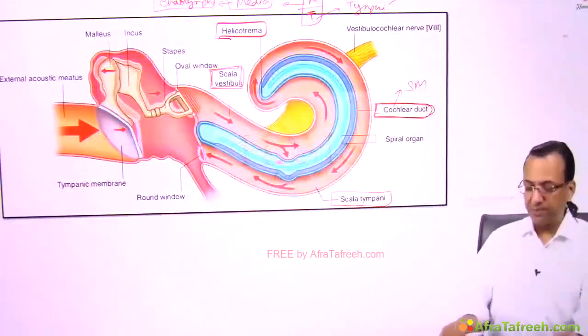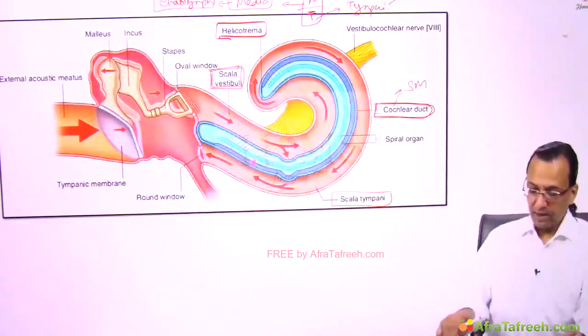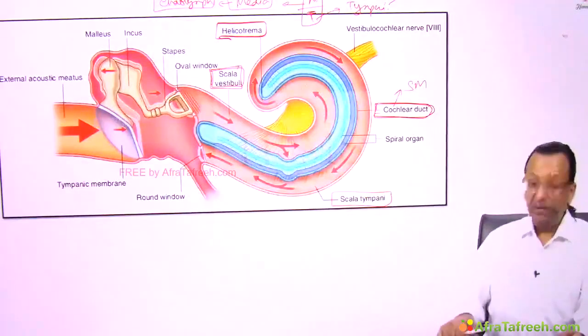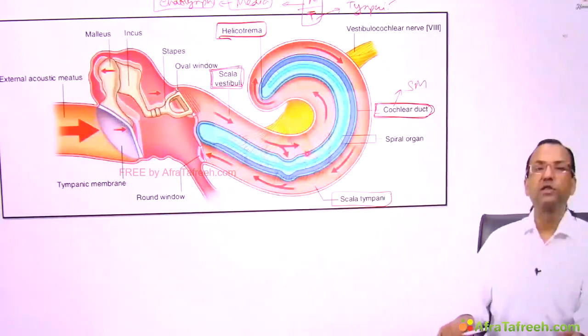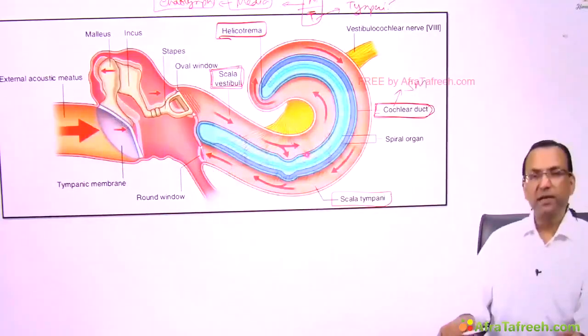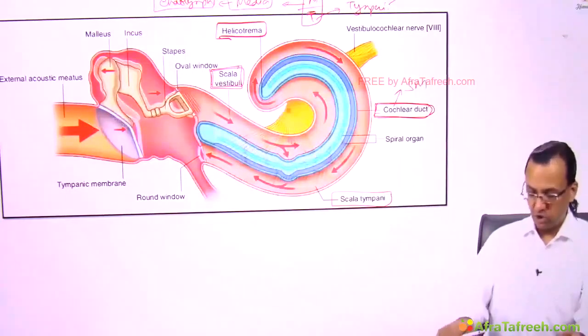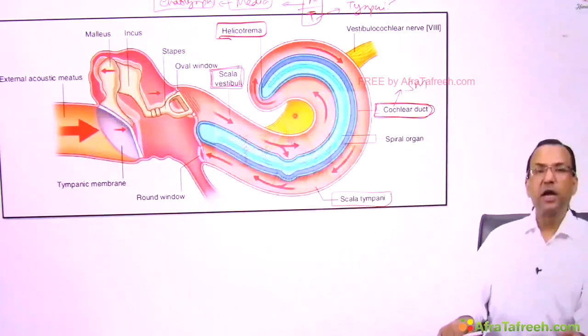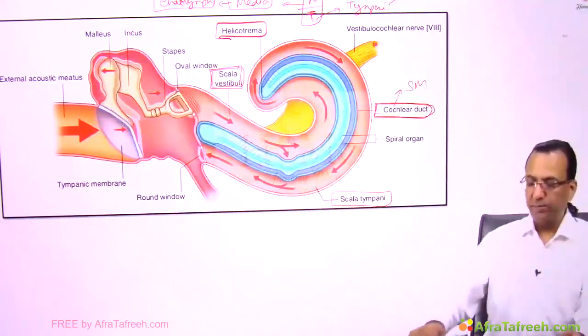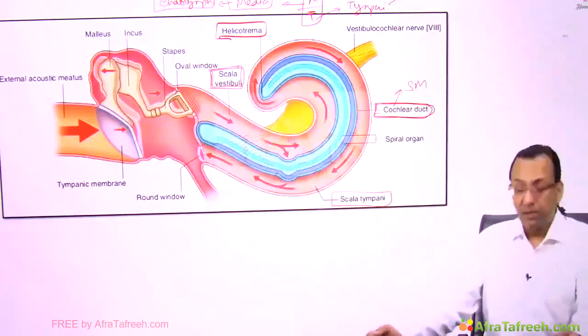The organ of Corti in the cochlear duct will be a transducer, changing the vibration, the mechanical energy, into electrical energy, and that will become electrical energy in the form of impulse, which is going towards the brain to detect the sound activity. So let us draw the diagram in a simplified way.